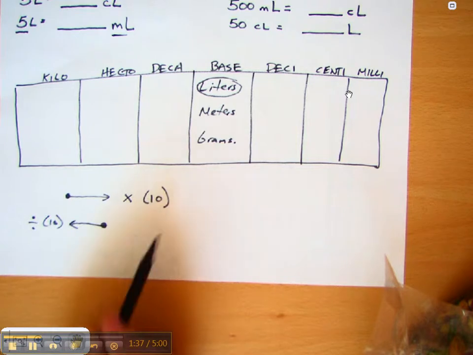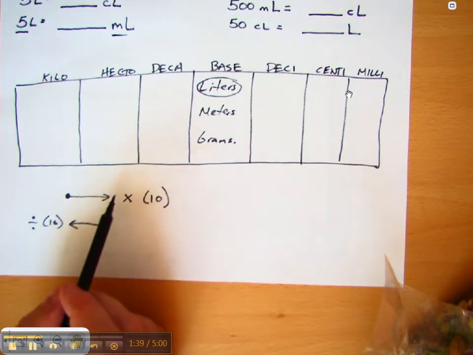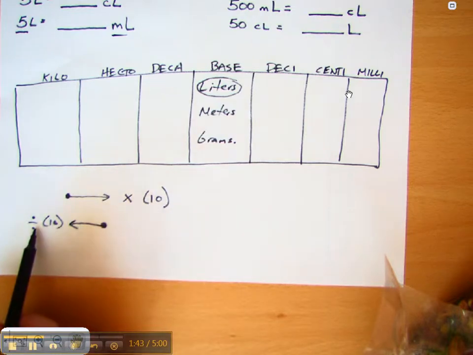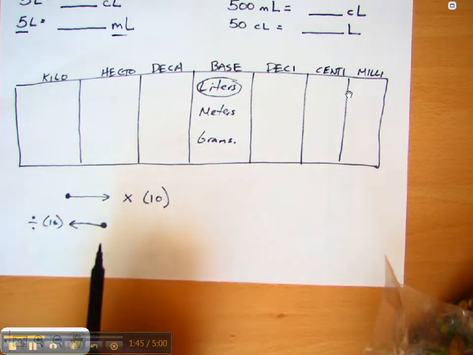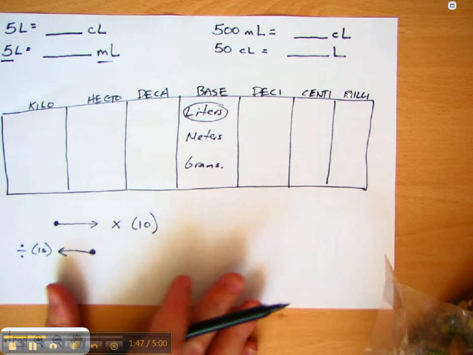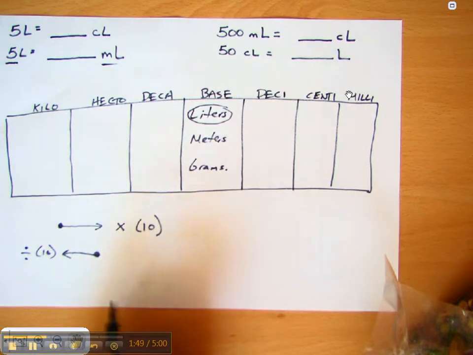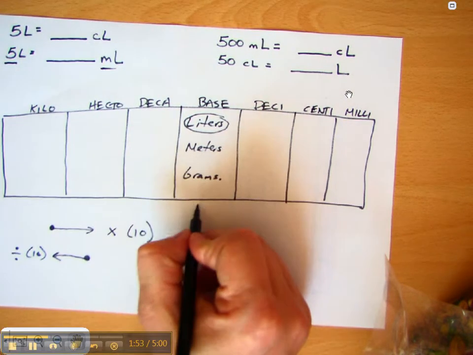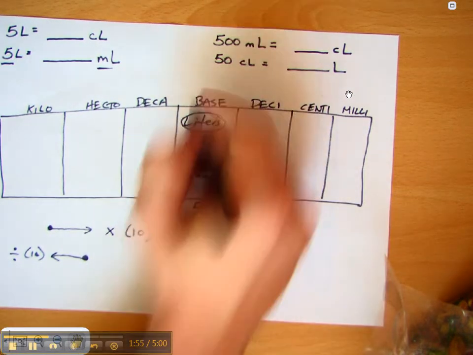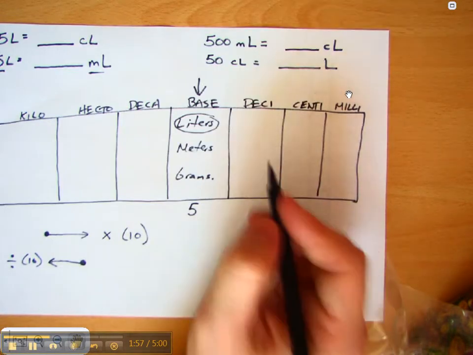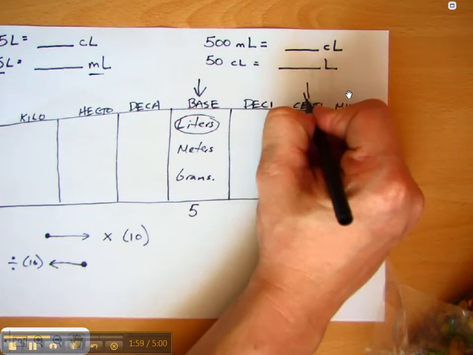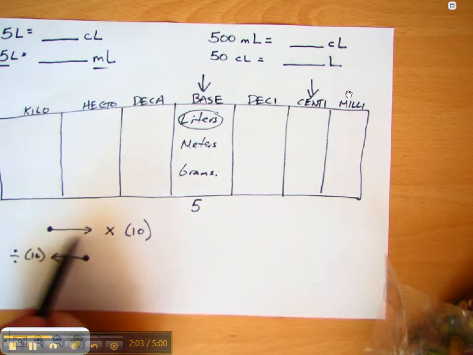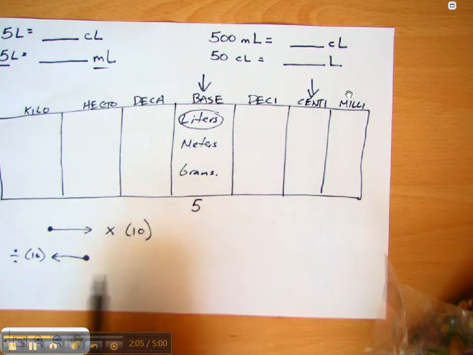So hopefully you may know that when we multiply, numbers get bigger. And when we divide, numbers get smaller. Okay, so what does this look like? All right, well, let's say that we have in this first question 5 liters. So here we are at our base, okay? We're here, and we want to get to centiliters. We want to get here. So are we moving from left to right along the metric system, or are we moving from right to left?